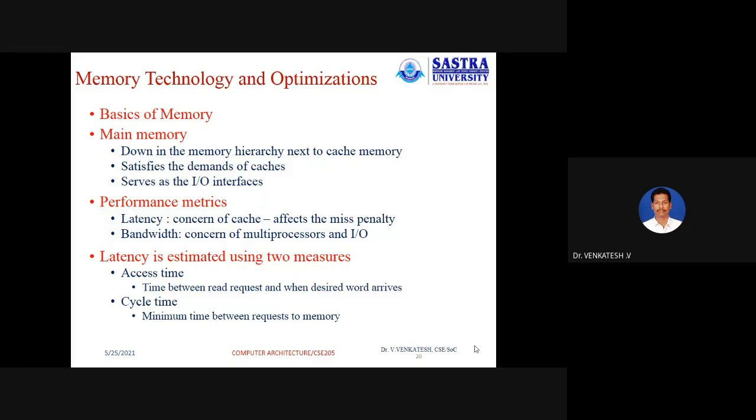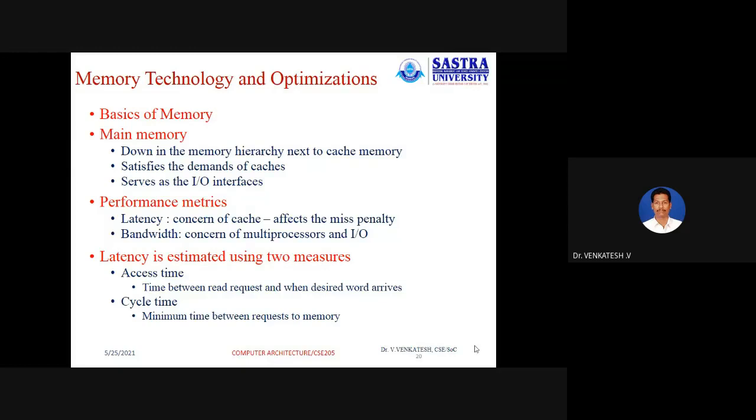Cycle time is the minimum time between requests to memory. What exactly is that cycle time? For example, if I fetch the data and get it from the cache immediately, it is going to be, for example, 1 nanosecond or something like that. If it is not available, I have to go to the main memory, get it, and then do the translation and all those things.